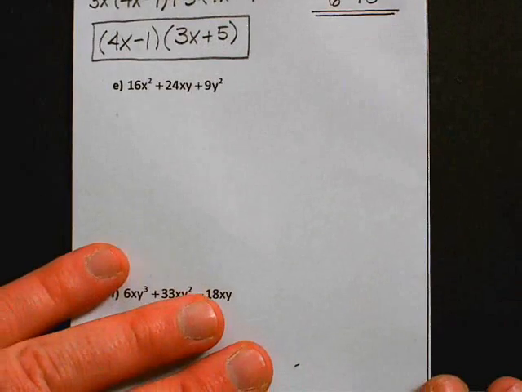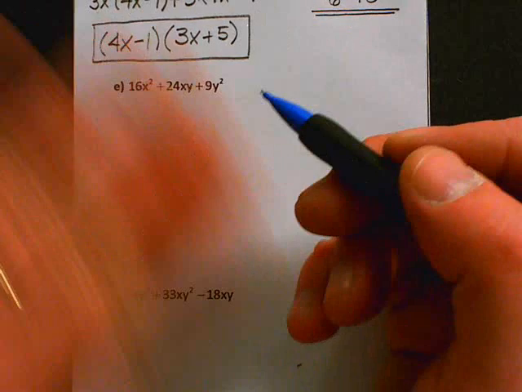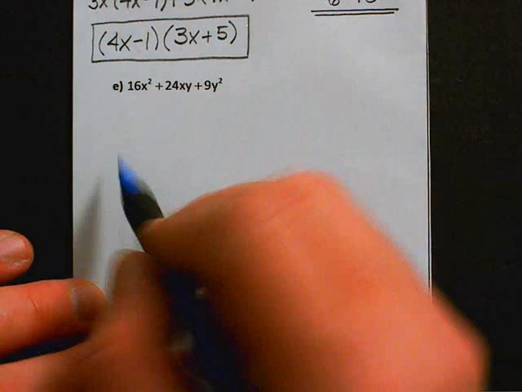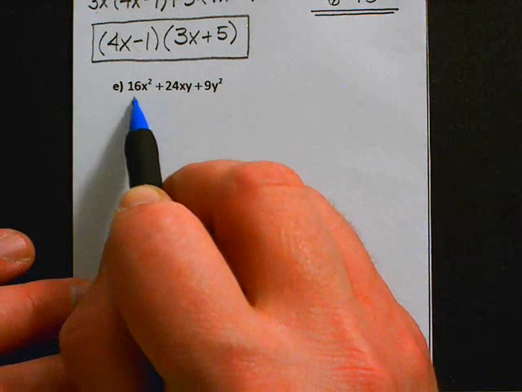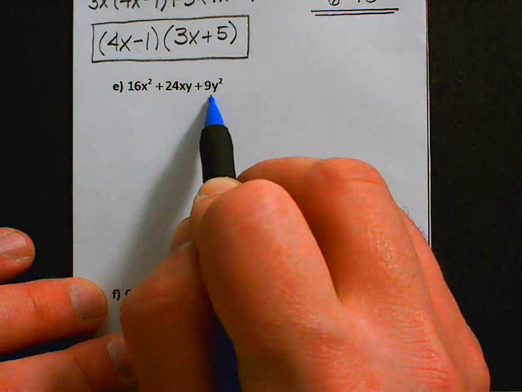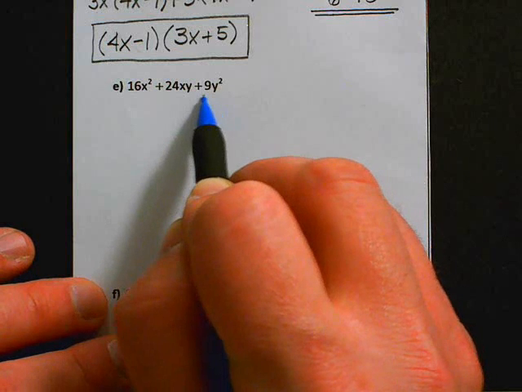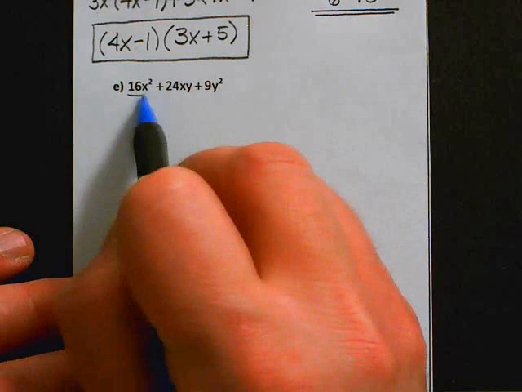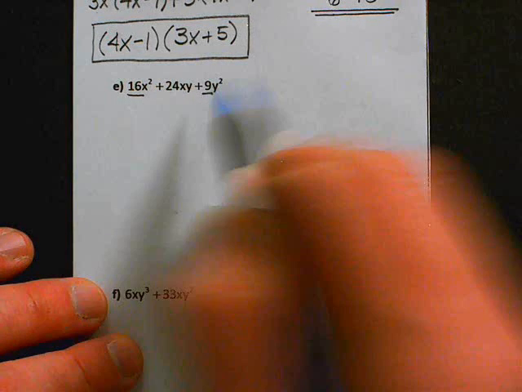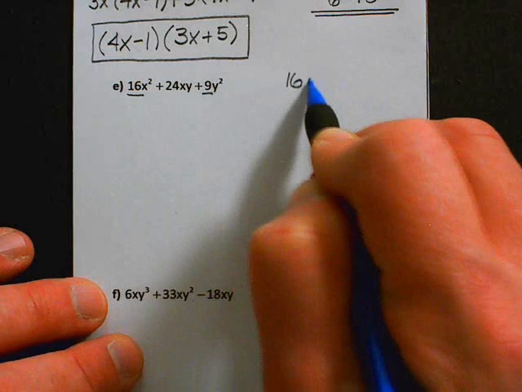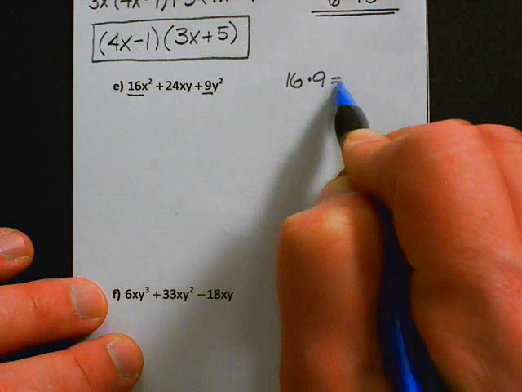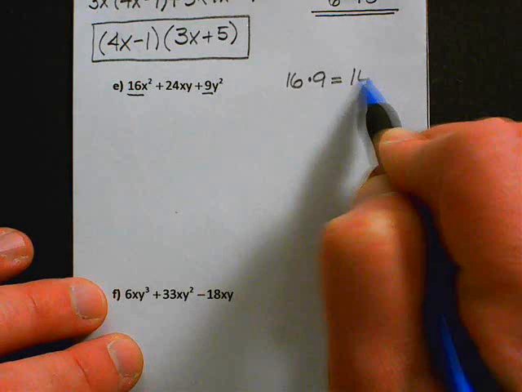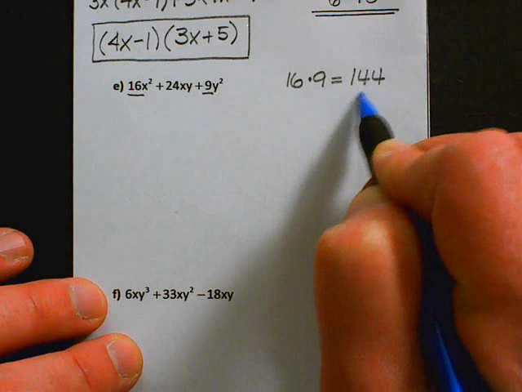Next problem is going to be letter E. And again, you start by asking, can I factor anything from all three terms? And looking at this, I cannot factor anything from all three terms. So I'm going to take the first two numbers, 16 times 9, and we know that equals 144. And we break it down.